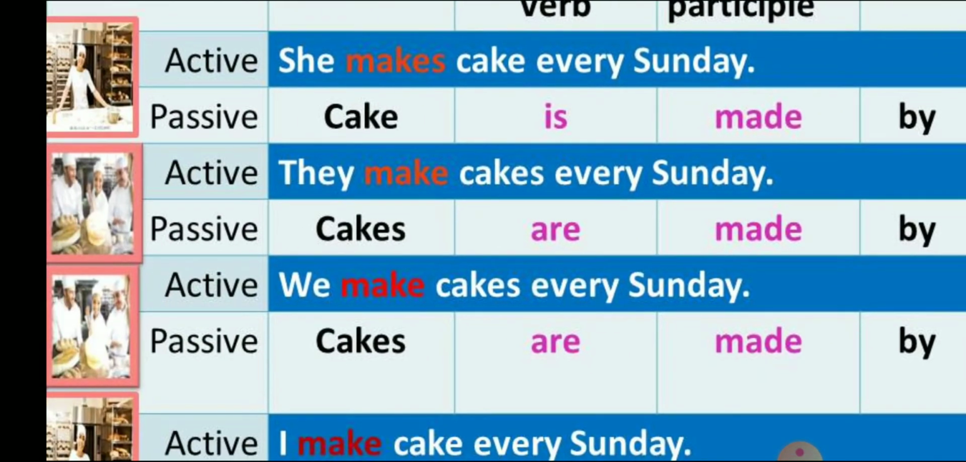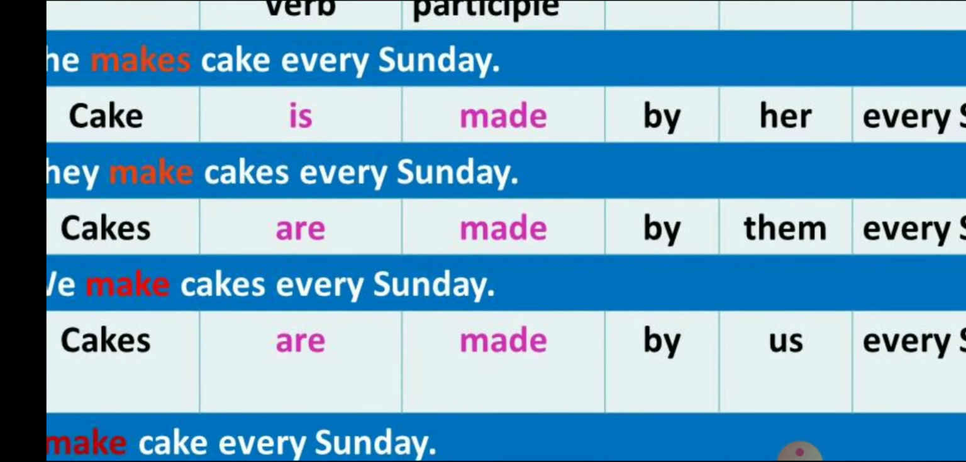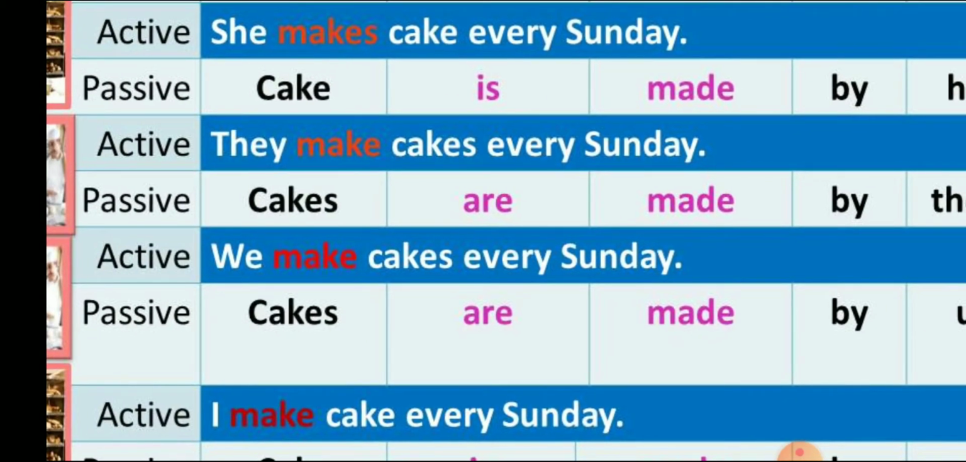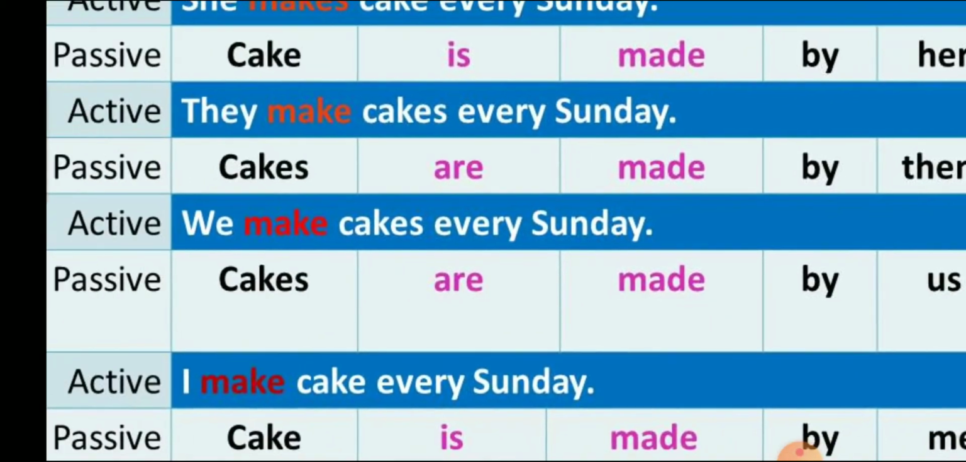We make cakes every Sunday. We is the subject, cakes is the object. Now interchange the subject and object. Cakes are made by us every Sunday. The objective case for we is us. So cakes, it is plural, so it should agree with the plural present form be verb, that is are, plus past participle, made by us every Sunday.